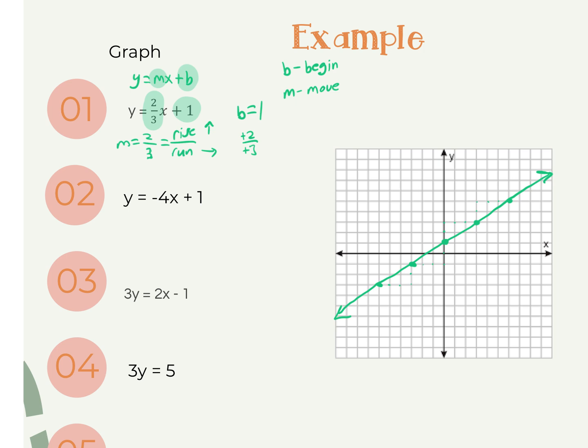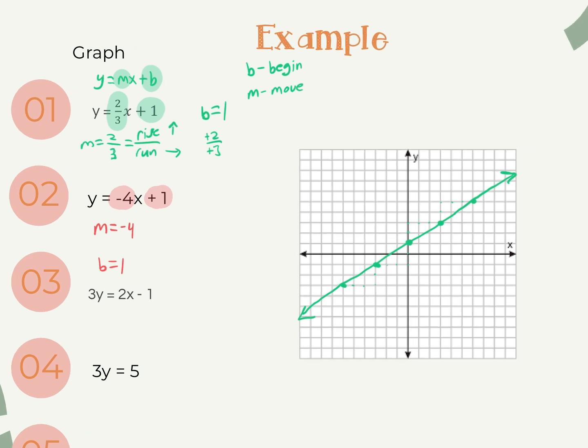All right, good. So now let's look at the next one. We're going to have something similar happen here. So again, this is in slope-intercept form already. We have y equals mx plus b. Your m is your number in front of the x. Your b is the y-intercept. All right, so let me go ahead and write that down. m is -4, and b is 1. Again, b, begin. You're going to begin at your y-intercept of 1.